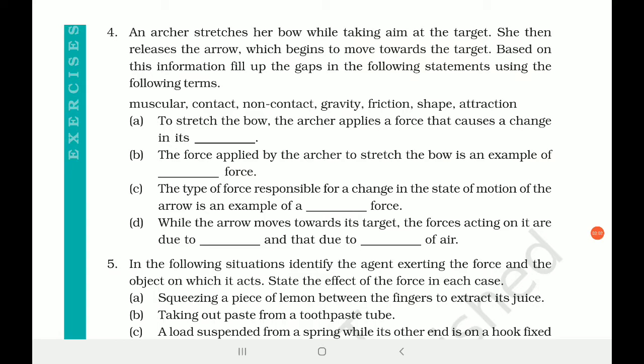While the arrow moves towards the target, the forces acting on it are due to gravity, of course, because gravity is acting on it, gravitational force, and of course, dash of air, that is friction of air. Air provides friction continuously to any object present in the atmosphere. If anything is moving in the air, it has friction of air acting on it. So remember, every time any object is moving in the atmosphere, two forces are compulsorily acting on it. One is gravitation, and second is friction of the air. Always remember this. Friction of air is always acting on any object in the atmosphere.